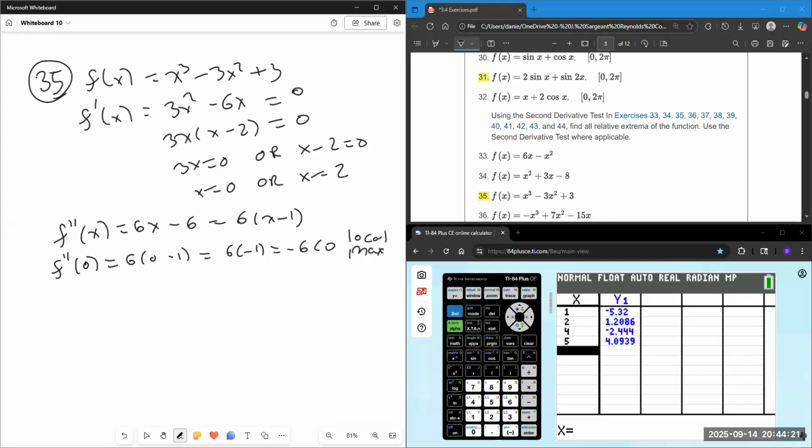If I have a concave up piece, the part where the slope is 0 represents a local minimum. So that's what I'm going to have next here, f double prime of 2, 6 times 2 minus 1, 6 times 1 is 6, which is greater than 0, so there's a local min there.